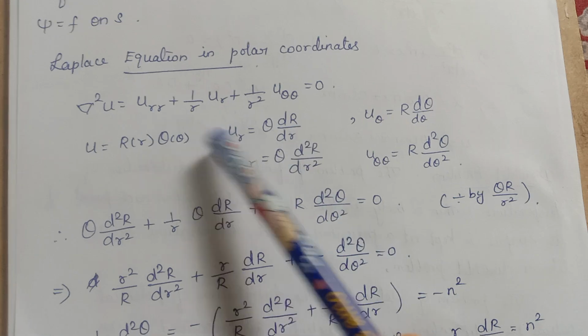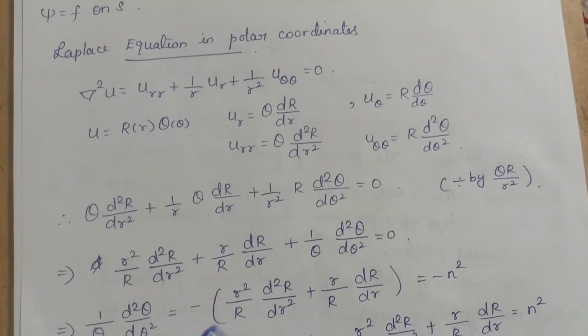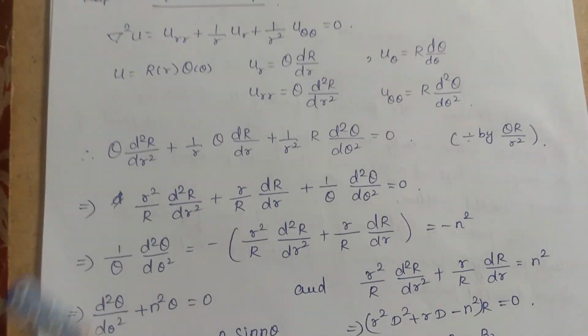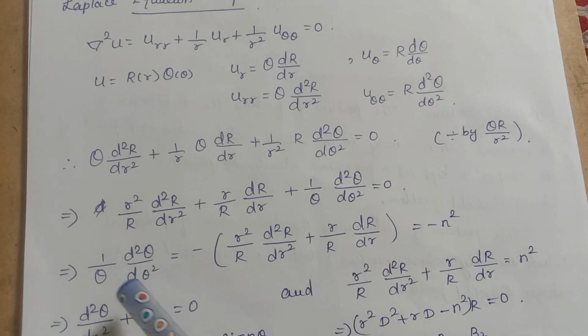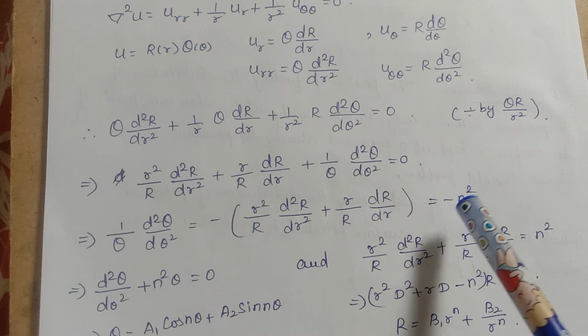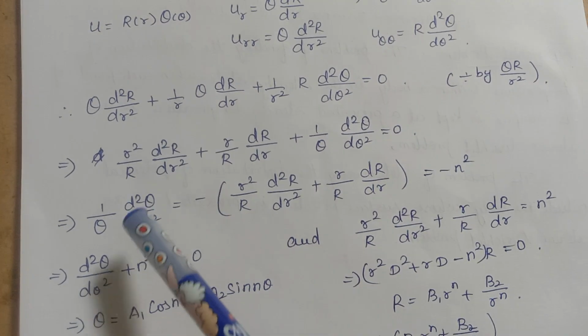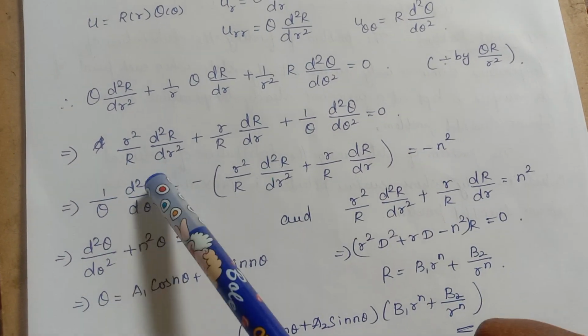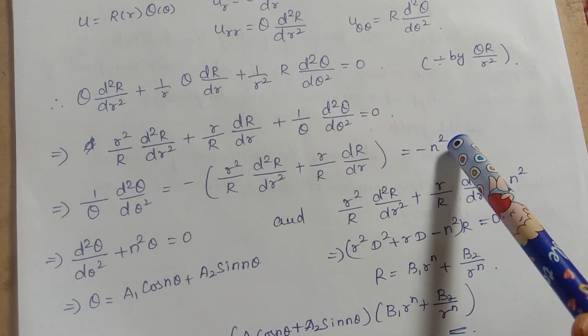Let me substitute all these values in the Laplace equation, and let me separate the variables, that is, bring all theta terms to one side and r terms to the other side. Okay, and equate them to minus n². First let me take this theta term, 1/Θ into d²Θ/dθ² equal to minus n².